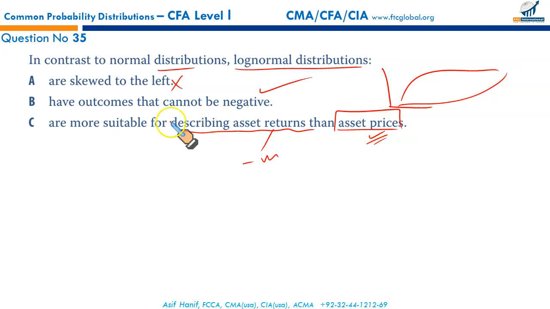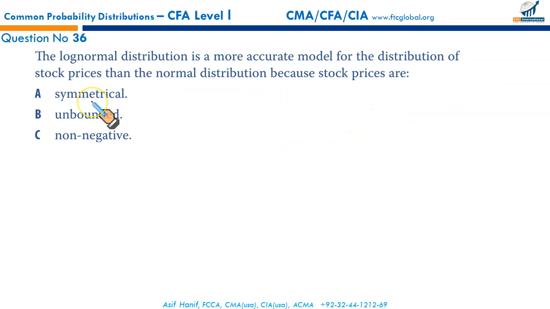I think I did it the other way around. Have outcomes that cannot be negative. Correct. Are more suitable for describing asset returns than asset prices. No, rather they are suitable for asset prices, not returns. That's what we have concluded. So B is the right option. B is the right one.